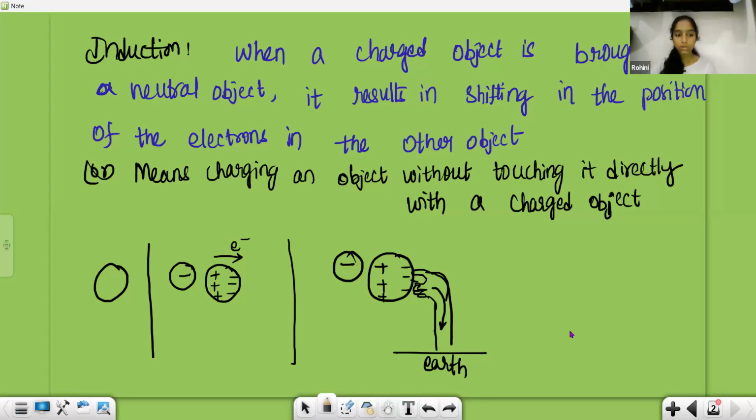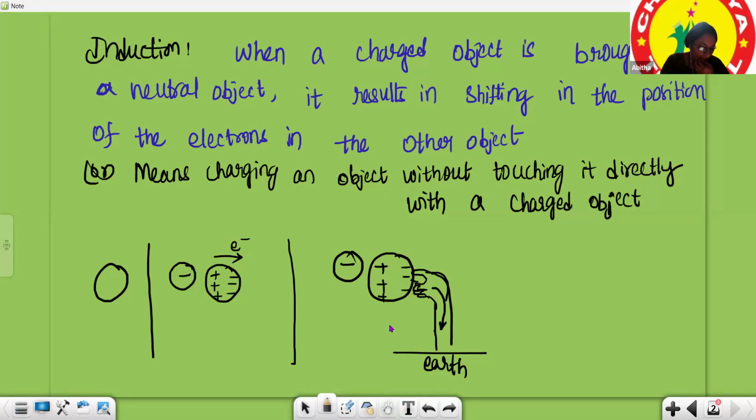Ma'am, in conduction also there is touch. Yes, in conduction there is physical contact. Here, there is no physical contact. Here, you are bringing it closer without touching.